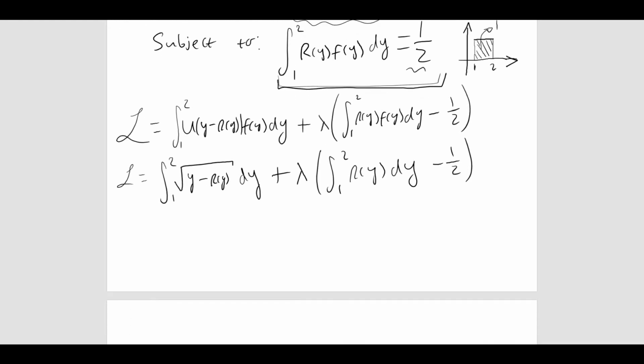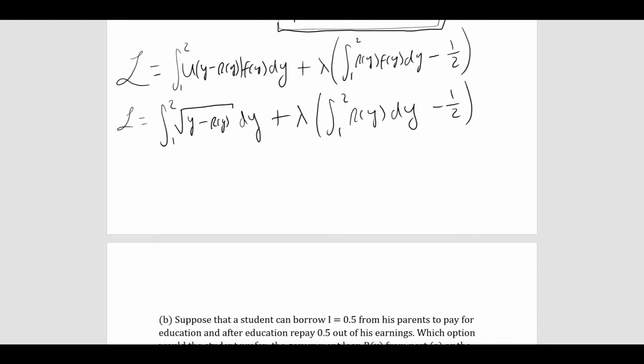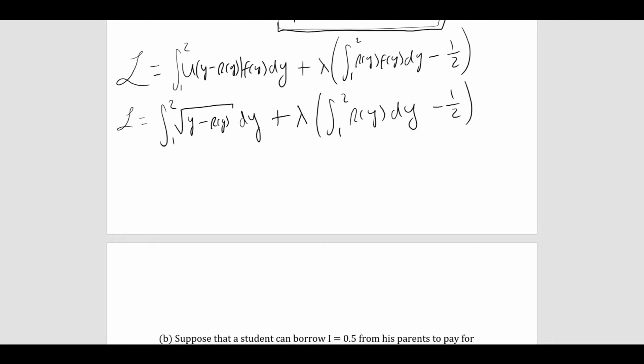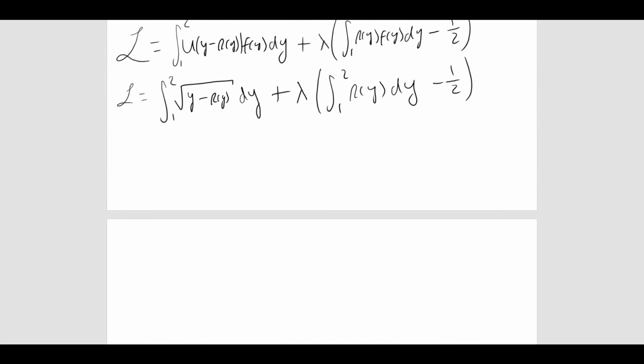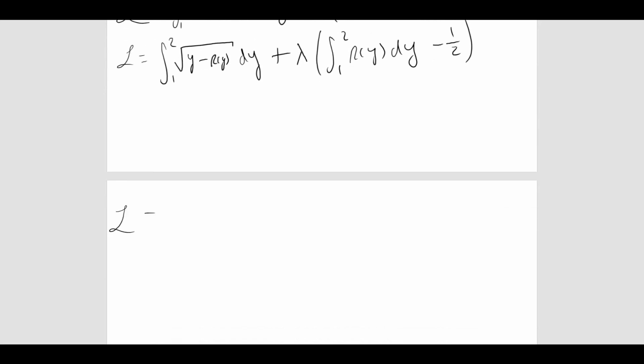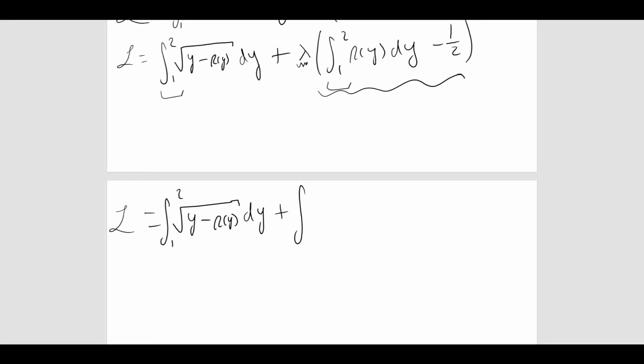What I tend to do now is get the integrands under the same integral. When I can see integral 1 to 2, integral 1 to 2, I'm just going to put this lambda inside here. I'm going to take that a bit more slowly. So what I'm going to do is expand this bracket first. So I have the integral from 1 to 2 of root y minus r(y) dy plus the integral, I can take this lambda inside that integral, lambda r(y) dy.